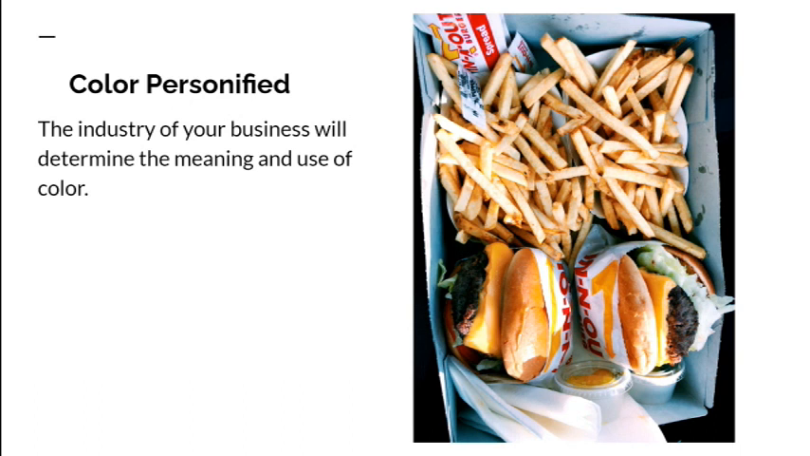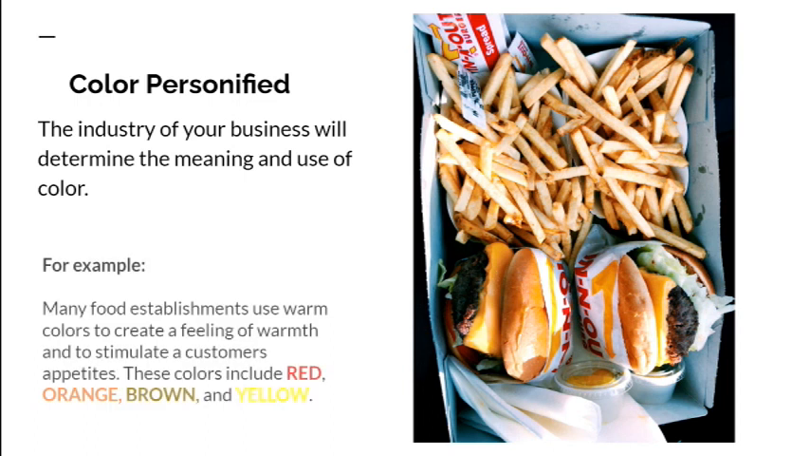The industry that you work in will determine the meaning and use of color. So, color means different things in different industries. For example, many food establishments use warm colors to create a feeling of warmth and to stimulate a customer's appetites. So, these colors will include red, orange, brown, and yellow.